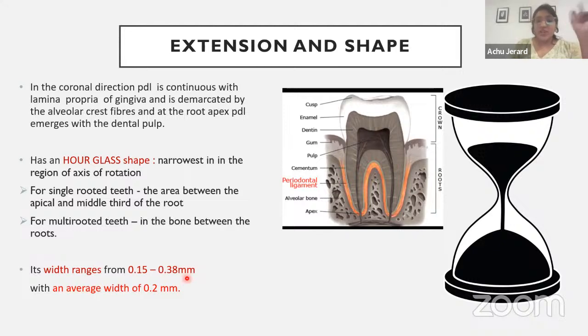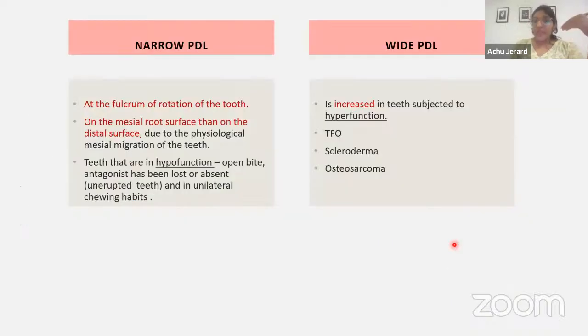So you learned what PDL is, its extension, and its hourglass shape, and that it is narrowest at the axis of rotation. There are some other conditions where you can see a narrow PDL, such as when the tooth is not in function. When something is not used, it reduces, and the same is seen in the PDL. In states of hypofunction, a narrow PDL is seen.